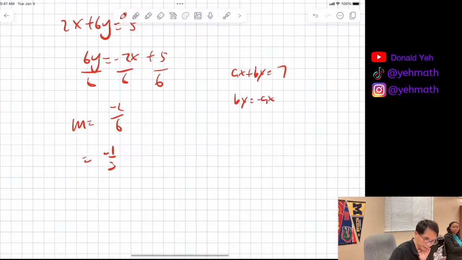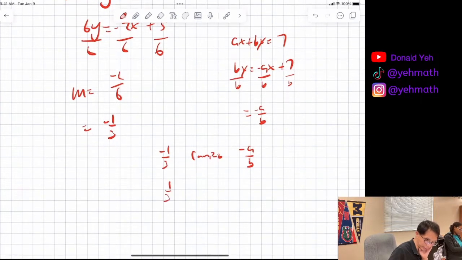Okay, and the other side is ax plus by equals 7. So by equals negative ax plus 7, divided by b. So the slope is negative a over b. So negative 1 over 3 compared to negative a over b. Well, we can just compare 1 over 3 and a to b. So the first one, the answer is 1 and 3, so it'll be 1 over 3. That is the same slope.